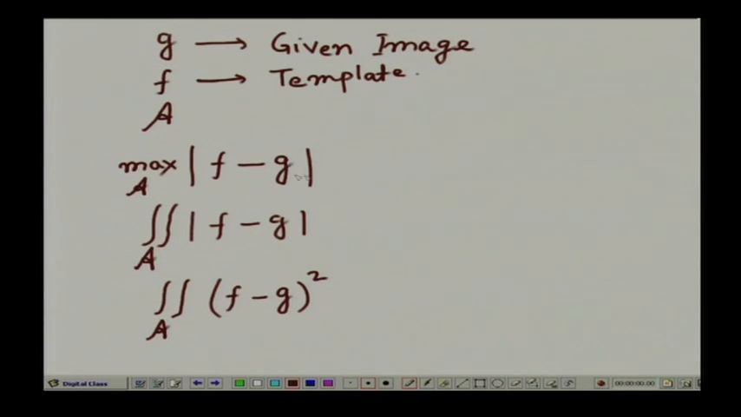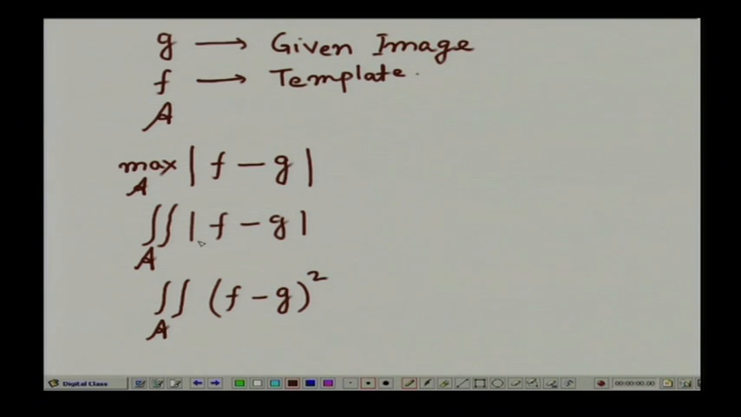So, you find that in the first case, it is the difference between F and G. When I am talking about the difference, it is a pixel by pixel difference. So, we take the difference between F and G, take the absolute value and the maximum of that computed over the given region A. In the second case, it is F minus G, again the absolute value, and this is integrated over the given region A.